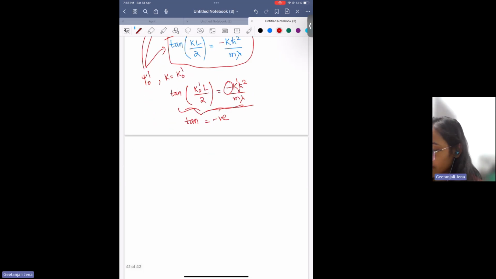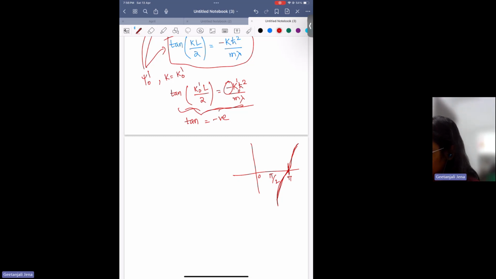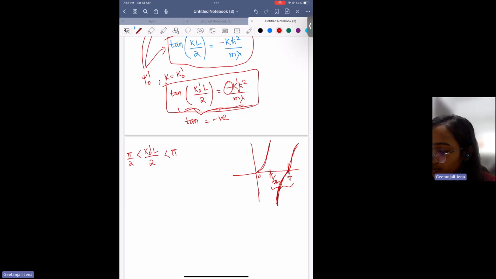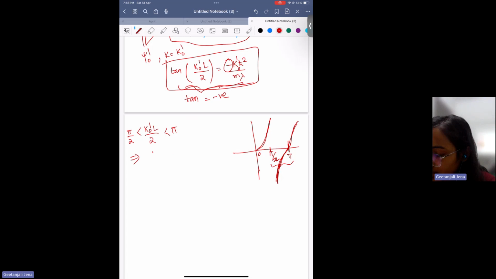If you see the tan x curve, the region between pi by 2 and pi has a negative tan curve. This is the lowest region for which we get a negative tan. For 0 to pi by 2 it is positive, so we can't take 0 to pi by 2. The next region is pi by 2 to pi. So k0 prime L by 2 should lie between pi by 2 and pi so that this equation is satisfied. That means k0 prime lies between pi by L and 2 pi by L.